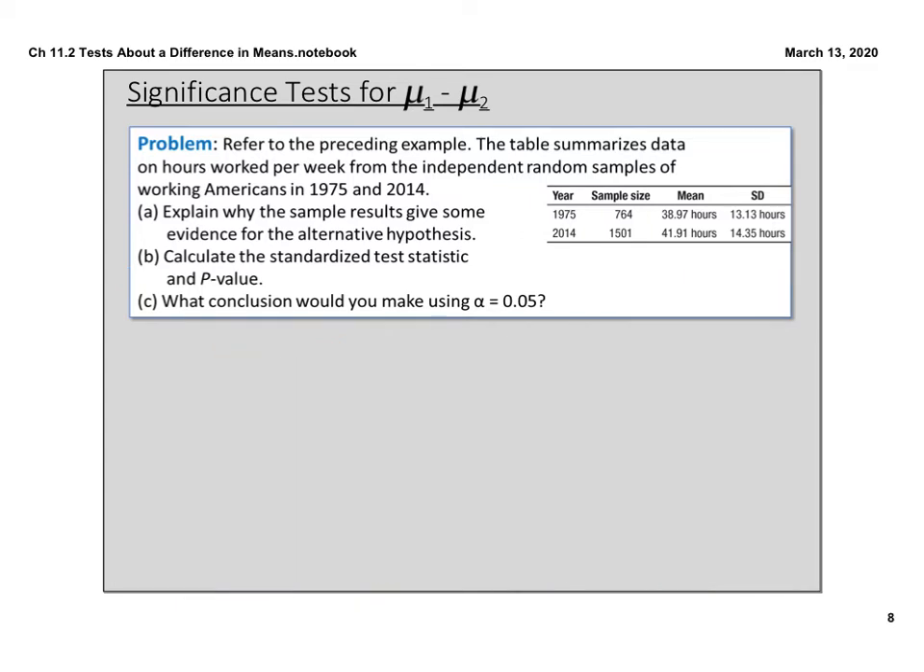Let's talk about part C here. Obviously, we have a very low p-value. Our p-value of 0.0000116, it's 4 zeros, is way less than 0.05, which is my alpha. So we reject the null, like very much so.